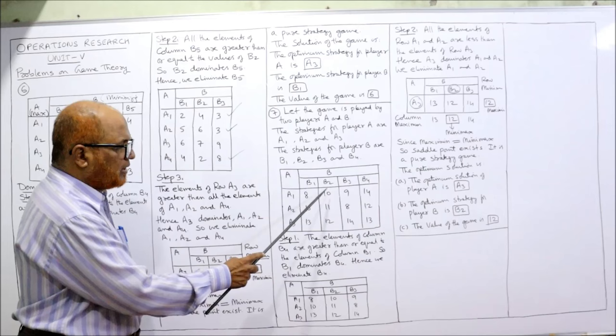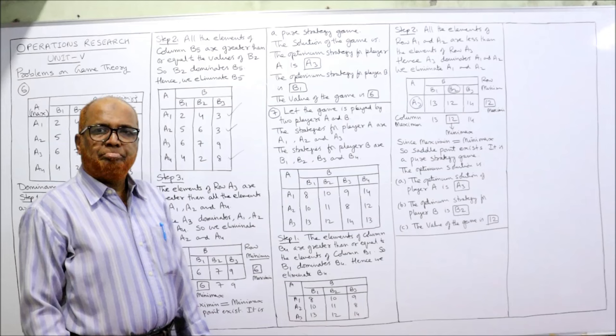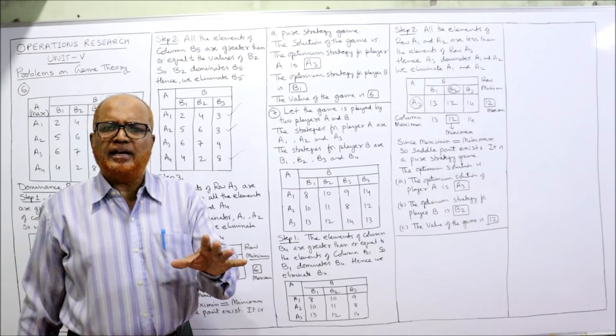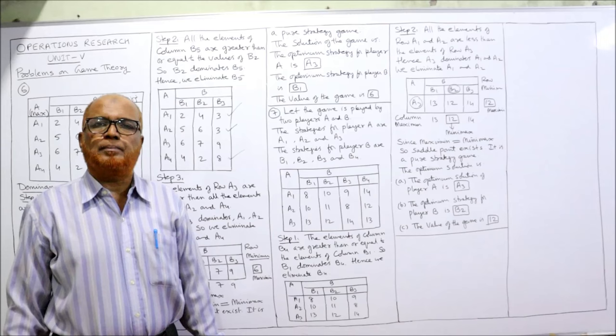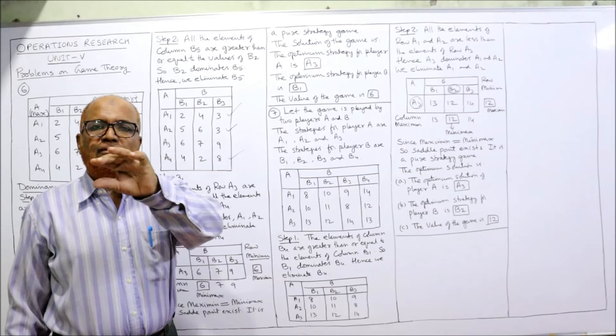Now we have to compare the rows. We can compare the columns also. Or we can compare. We have to eliminate. Either you have to eliminate the rows or you have to eliminate the columns, right? Now if we see the row. In row we have maximizing player. He will keep the maximum row elements and eliminate the minimum.